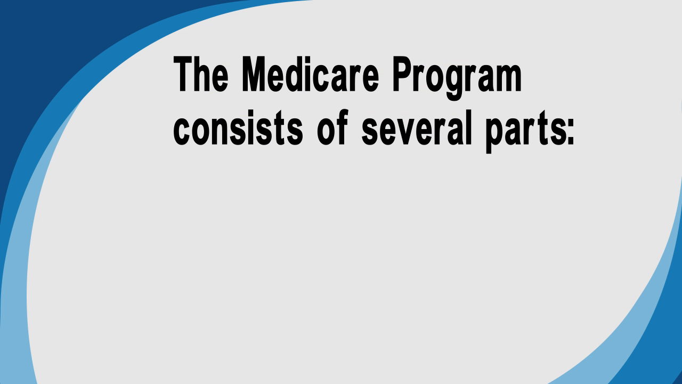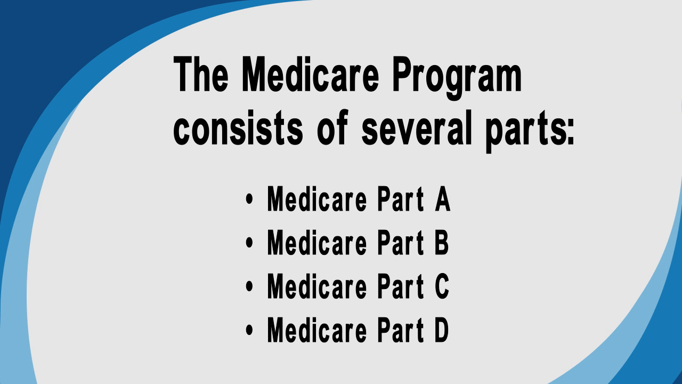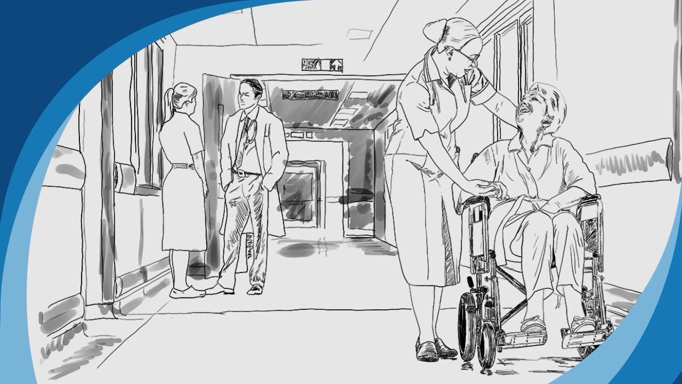The Medicare program consists of several parts: Medicare Part A, Medicare Part B, Medicare Part C, and Medicare Part D. Let's take a look at what each of these parts covers. We often call Medicare Part A hospital insurance.